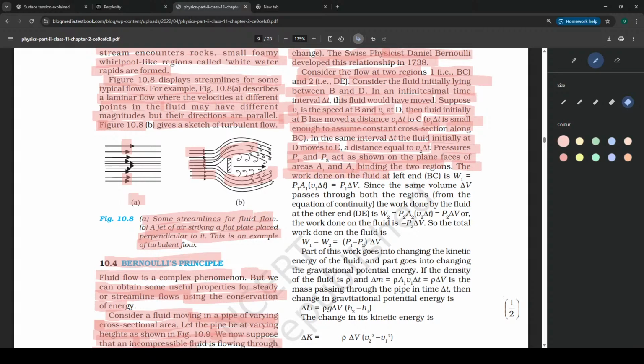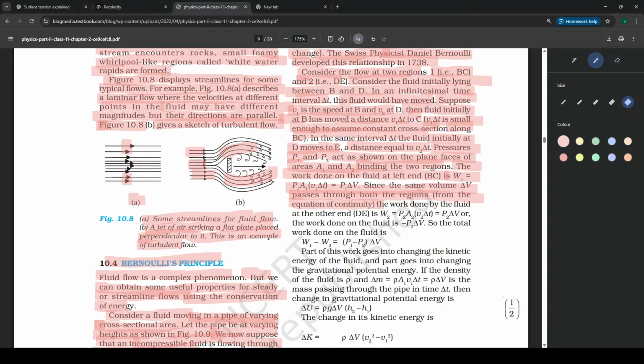The work done on the fluid at left BC is W1, which is equal to force times perpendicular distance, and force is equal to pressure times area, and distance we got as V1 delta t. Since area times distance is volume, we can write it as P1A1V1 delta t, which is equal to P1 delta V. So the same volume delta V passes through both the regions.